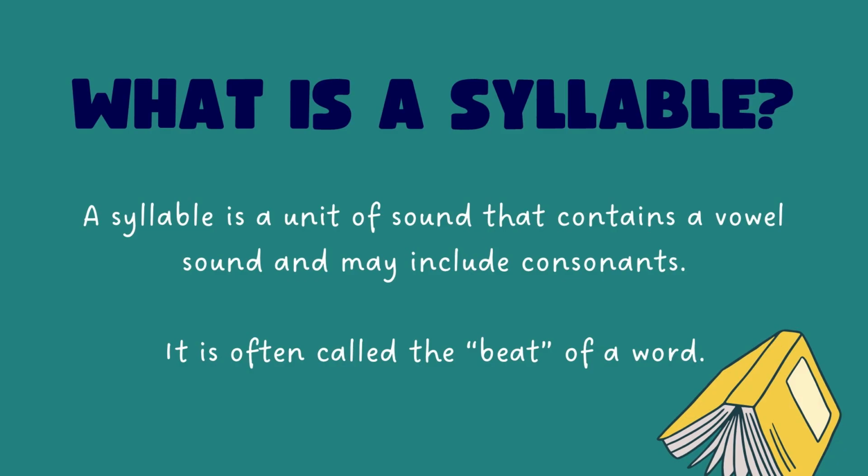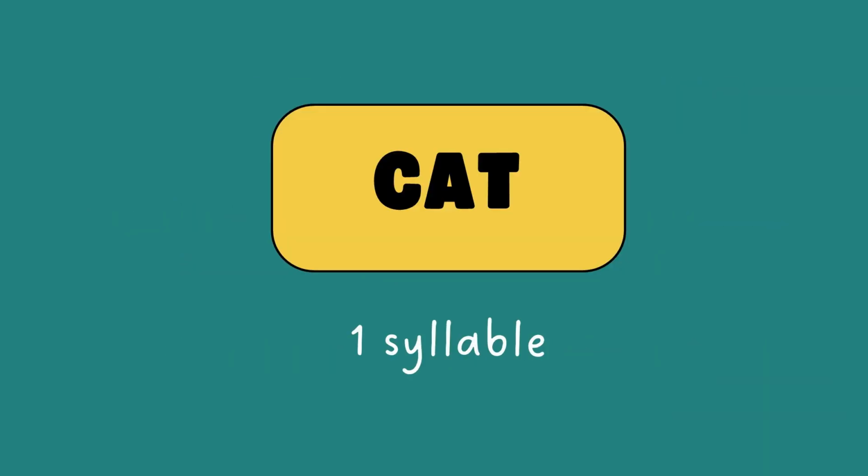A syllable is a unit of sound that contains a vowel sound and may also include consonants. Another simple way to think about this is that syllables are the beats of a word. A quick trick is clapping while saying the word. The number of claps usually matches the number of syllables. For example, if I say the word cat, that's only one beat, so it has one syllable.